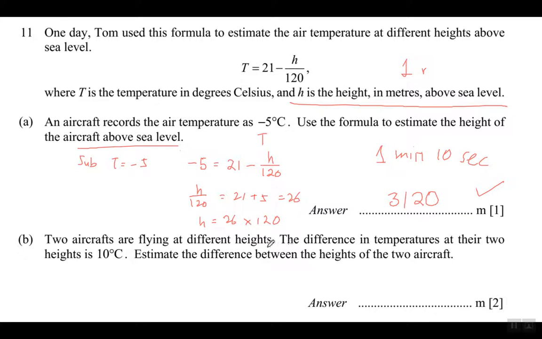Okay, now B. Two aircrafts are flying at different heights. The difference in temperature at the two heights is 10 degrees. So there are two height temperatures. Temperature 1 equals 21 minus H1 over 120, and temperature 2 equals 21 minus H2 over 120. So we want to find the difference between the heights, H1 minus H2.